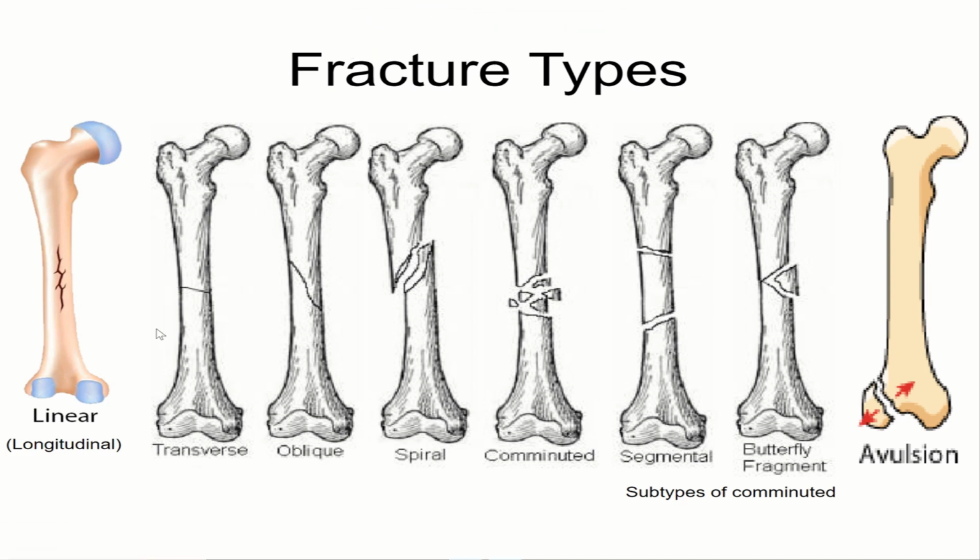With transverse, the fracture runs at a 90 degree angle to the axis of the bone. So instead of running along the length, it runs at a perpendicular angle, and that's why it's called a transverse. And if we start thinking about this, this would probably be a closed fracture because it is non-displaced. The bones are still in alignment with each other.